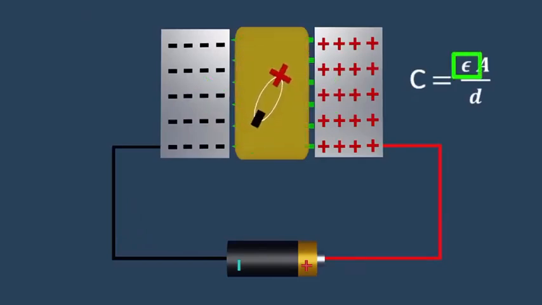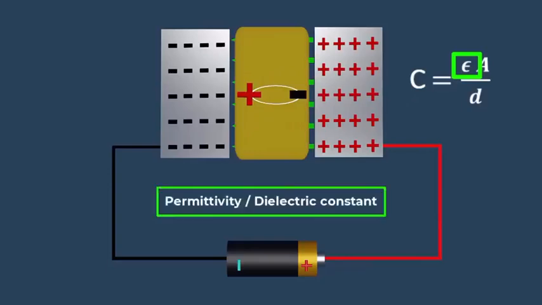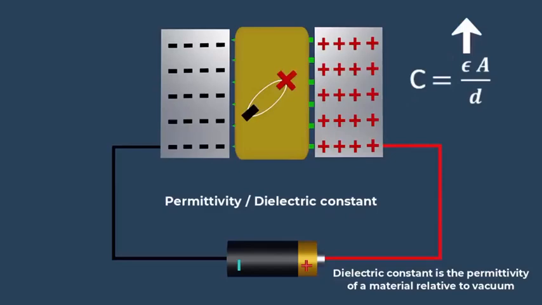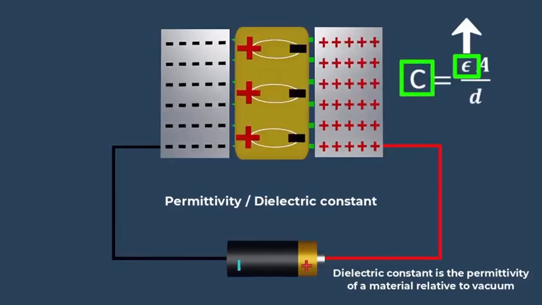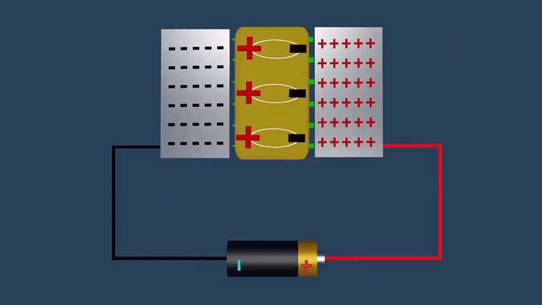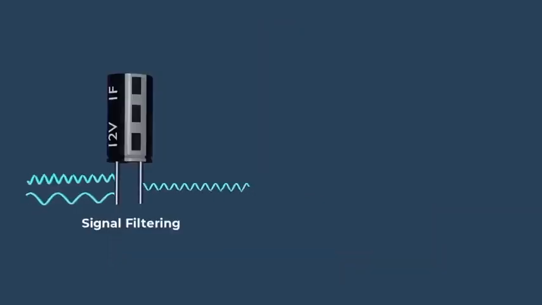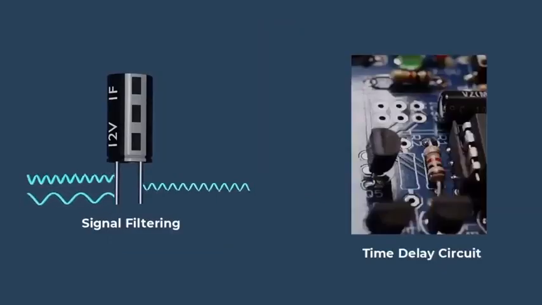The ease with which a dielectric material can be polarized is called permittivity, or dielectric constant of the material. The higher the dielectric constant of the material, the more easily it can be polarized and the greater its effect on the capacitance of the capacitor, allowing the capacitor to store more electrical energy. Capacitors are used in a variety of applications, including energy storage, signal filtering, and time delay circuits.